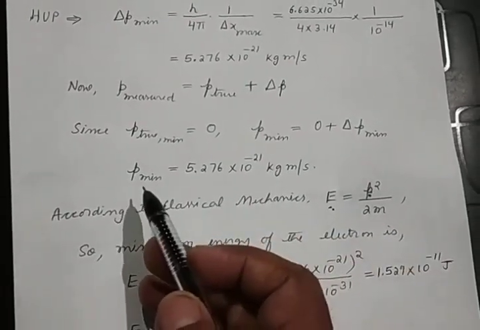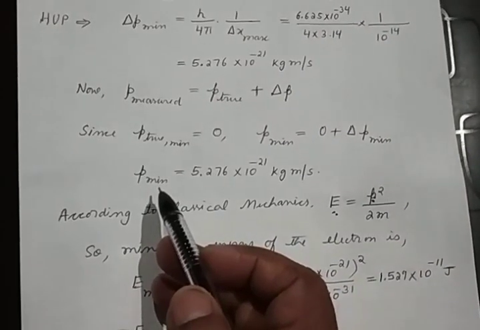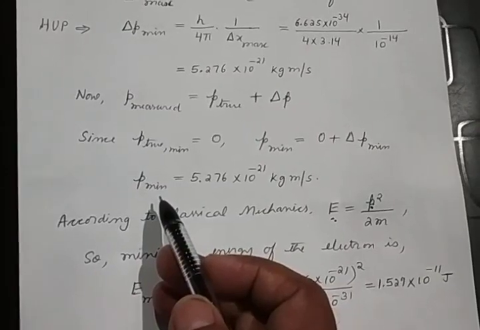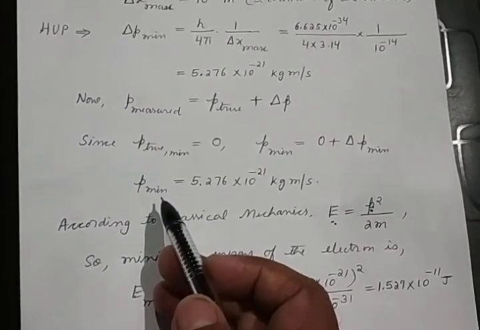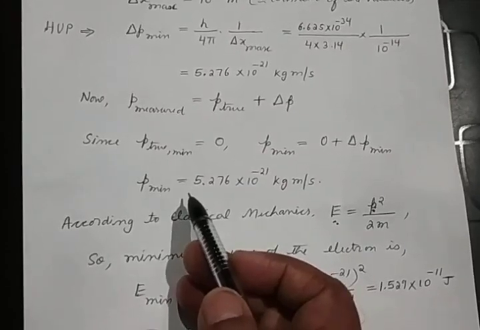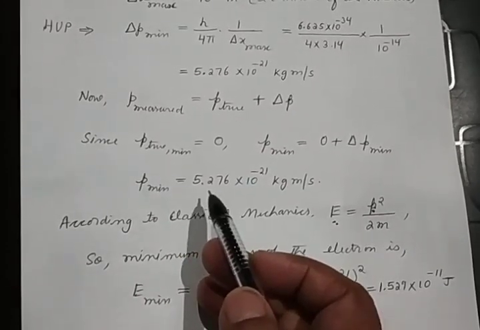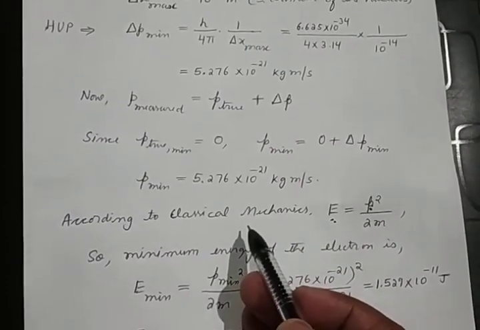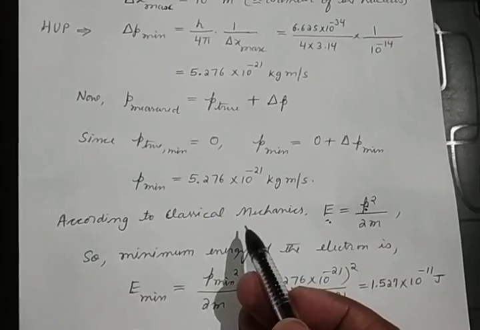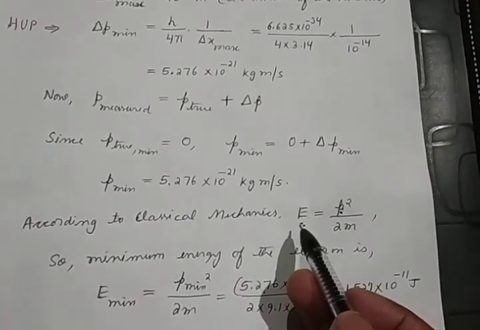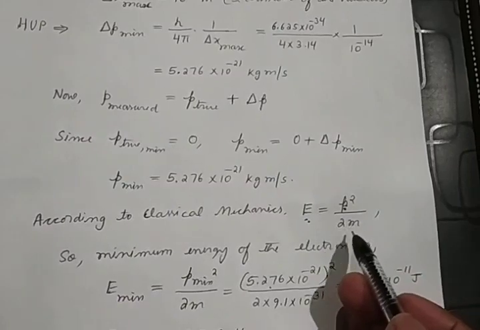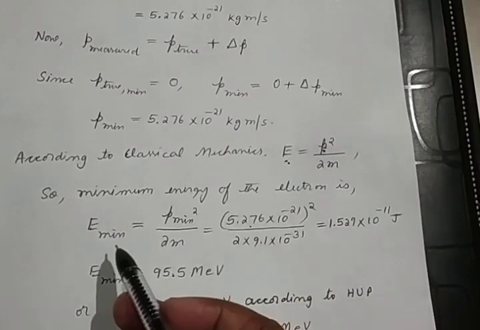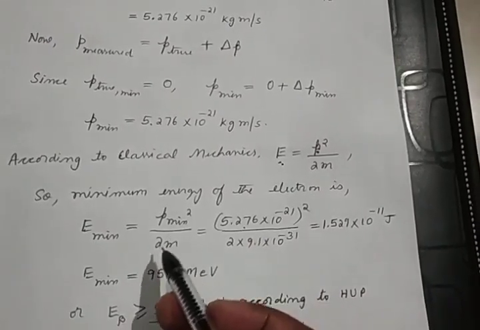Now if we have the minimum momentum value, we can find the corresponding minimum energy of the electron emitted. For this we will use the relation between momentum and energy. Here the velocity of the electron is small, and therefore it comes under classical mechanics and not relativistic mechanics. Therefore we can use the relation that kinetic energy is equal to p square by 2m. So the minimum energy of the electron is p minimum square by 2m.